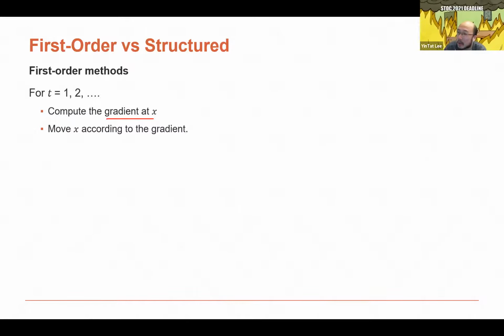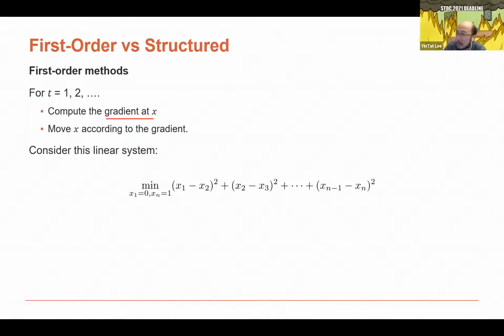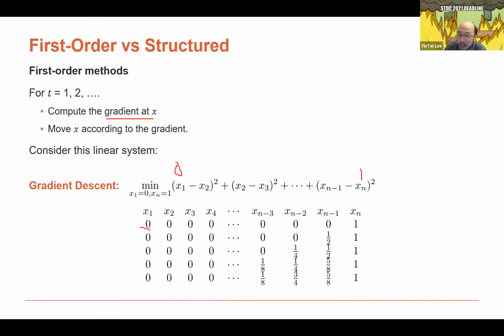But those methods will be very slow for, for example, this problem. This is a very basic problem. The problem is just the sum of differences of squares. And let's say you know the first point is 0, and this is 1. And you try to use some gradient method to solve it. Then you start with the initial solution. Let's say you start with something like this.